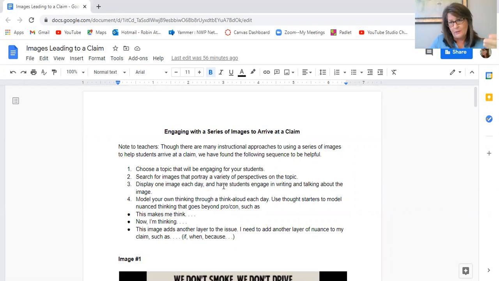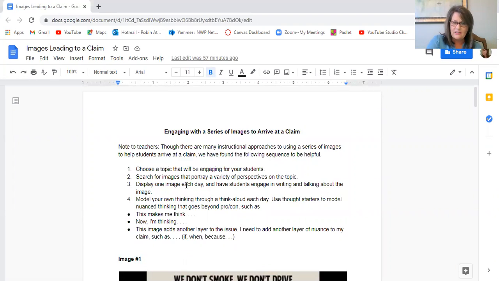So for example, animal testing, I don't want to come up with a set of images whose makers are all claiming that animal testing is always a bad thing. And I certainly don't want to come up with a series of images whose makers have conveyed that animal testing is always a good thing. So we want to avoid pro-con altogether, but we definitely want to avoid a whole set that is pro and a whole set that is con. So we want to help our students really make their thinking more nuanced and complex. So choose the topic and then a variety of perspectives on the topic.